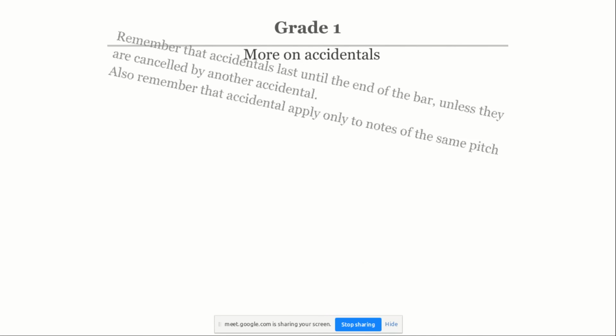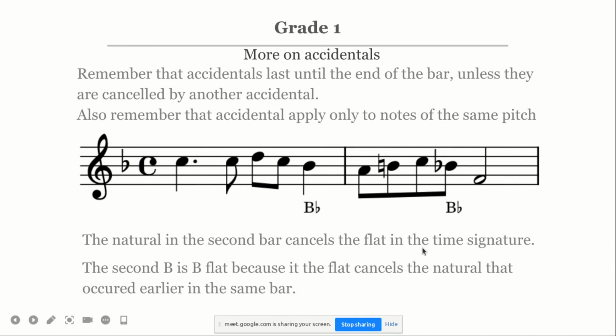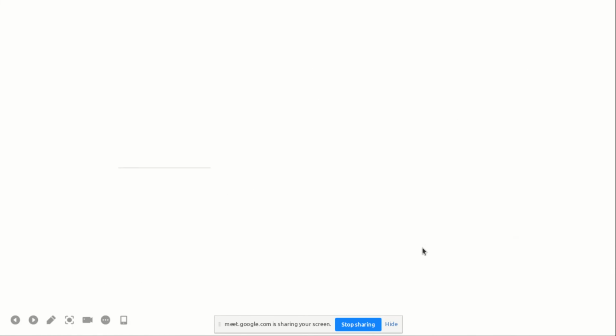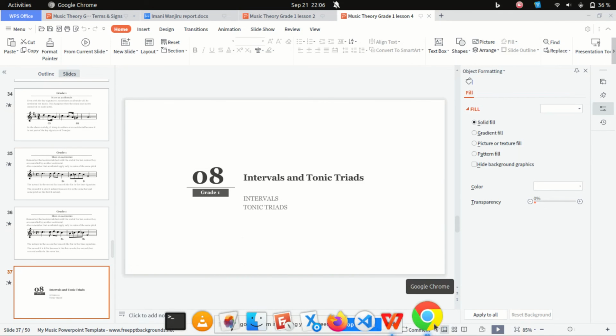Okay, this is a case where we want the second B in the same bar to be a flat, so we will put a flat here to cancel the natural. Put a flat to cancel the natural so that the second B will be a B flat. If you don't do this, it will still be a B natural because of this first accidental here. Okay, so if you have any other questions, kindly ask.